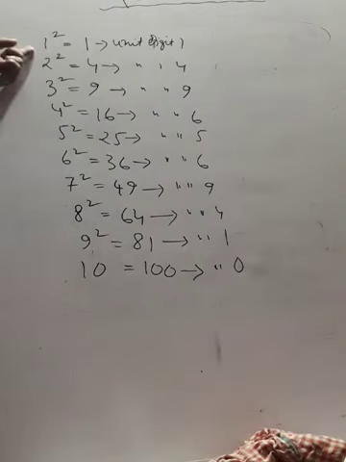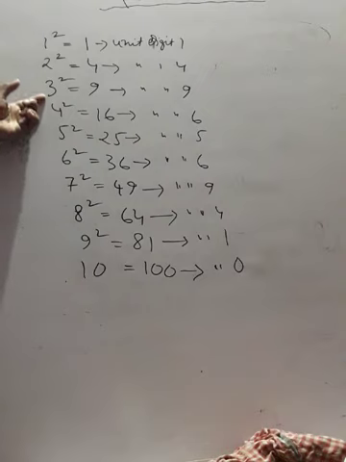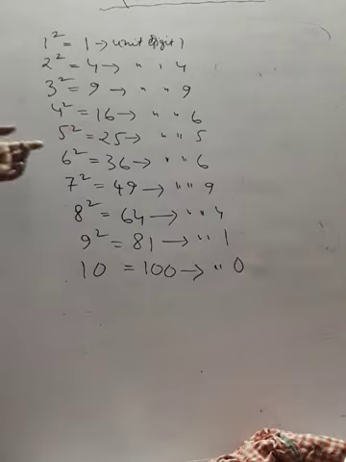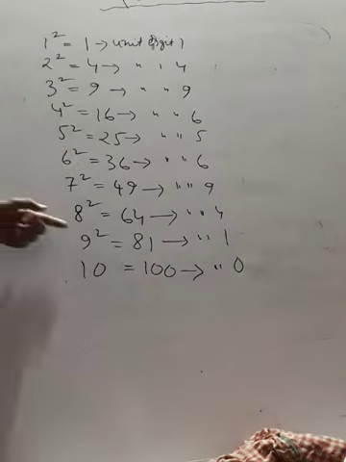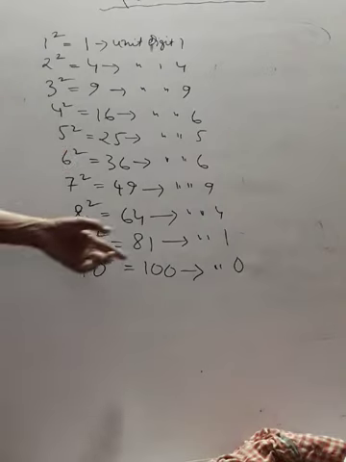You see here the square of 1 is 1. The square of 2 is 4. The square of 3 is 9. The square of 4 is 16. The square of 5 is 25. The square of 6 is 36. 7 square is 49. 8 square is 64. 9 square is 81. 10 square is 100.